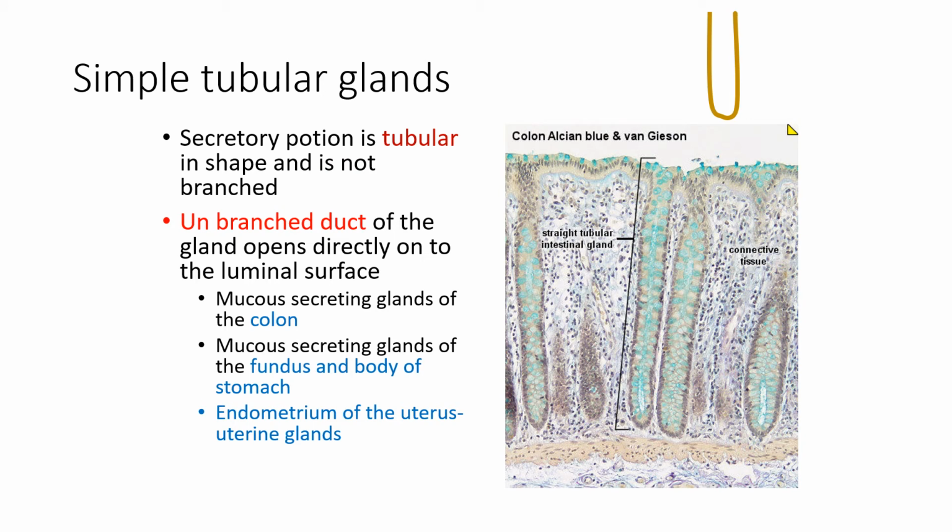Now talking about simple tubular glands, the secretory portion is tubular in shape and is not branched. So we have an unbranched duct ending in a tubular secretory portion. This unbranched duct opens directly onto the luminal surface or the epithelial surface. And we see simple tubular glands in the mucus secreting glands of the colon, the mucus secreting glands of the fundus and the body of the stomach, and also in the endometrium of the uterus, where we call them uterine glands.